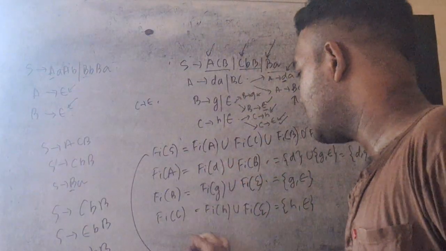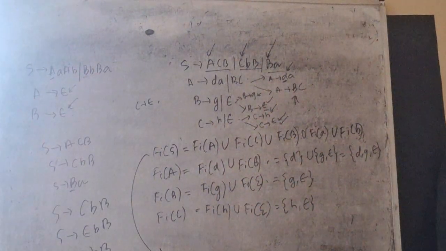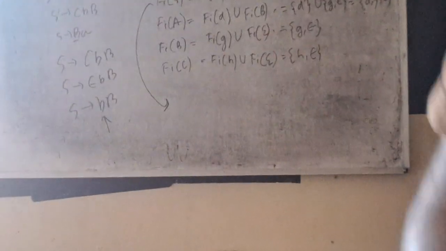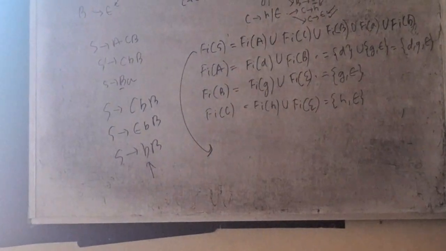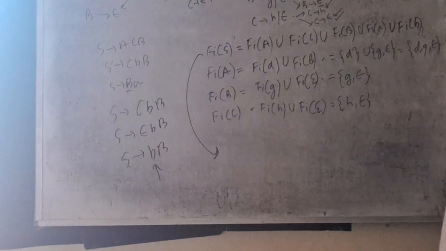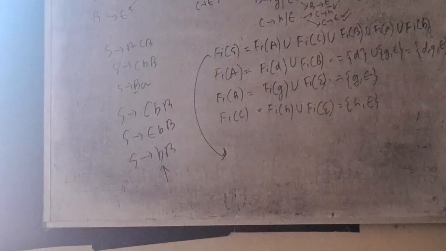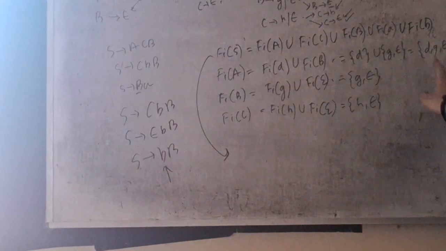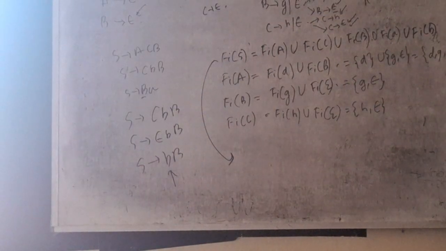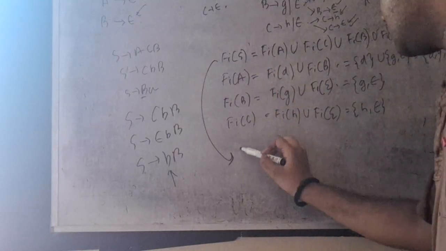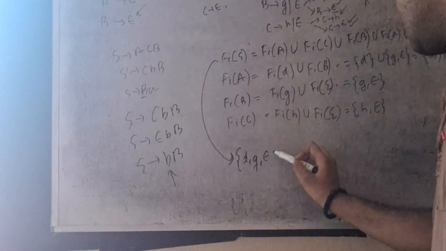So what will this ultimately be? If I write over here, I don't know whether you are able to see this or not. I think it is hard to see. Let me move the camera. Yeah, I think this is okay. Perfect. So what is first of capital A? First of capital A is D, G and null. Is it visible? It is nothing but D, G and null.